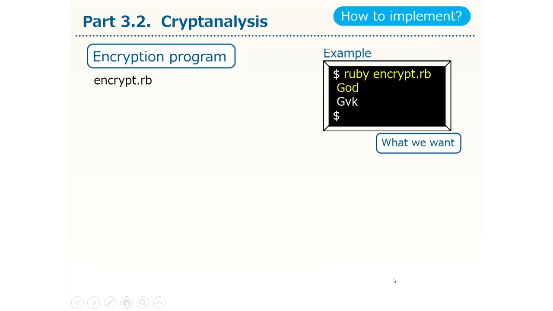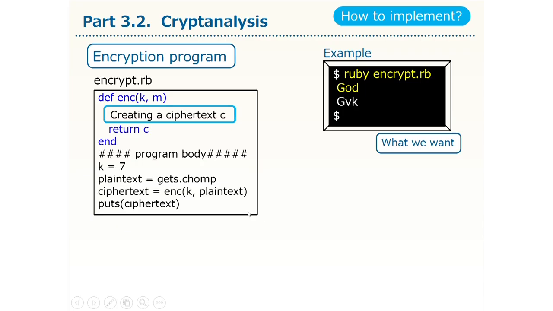Let's consider a program that creates an actual ciphertext. Let us call this program encrypt.rb here. This is a program that the sender A would use. What we want for this program is, for example, like this. When running the program, it waits for us to input a plaintext. And for example, if we type GOD and press the return key, then it encrypts this given plaintext and yields the ciphertext GVK. Here, the parameter k for the number of shifts is kept secret within the program.